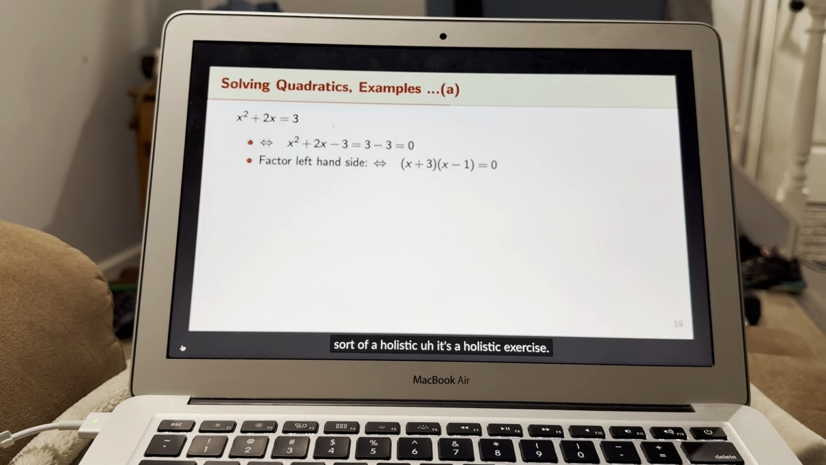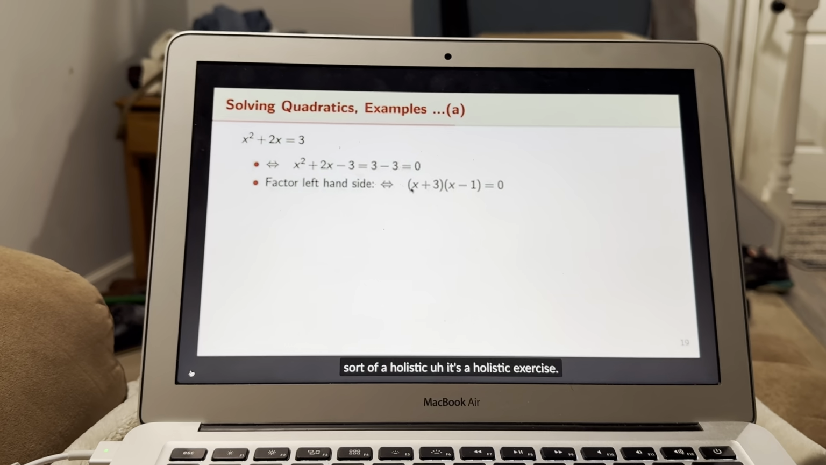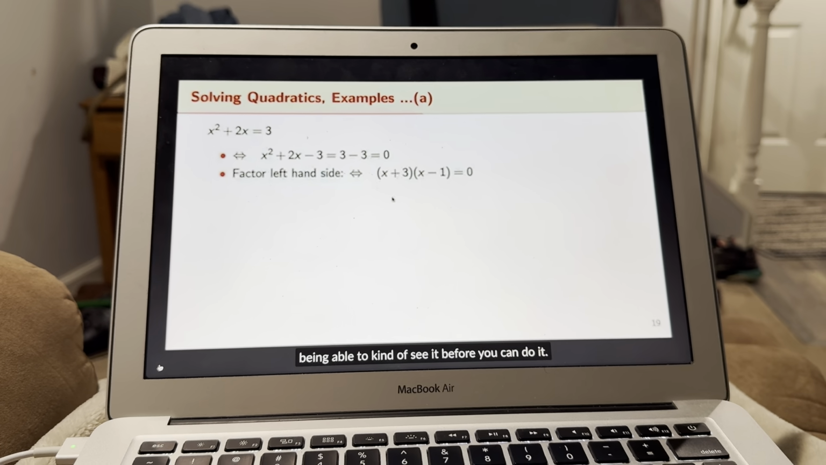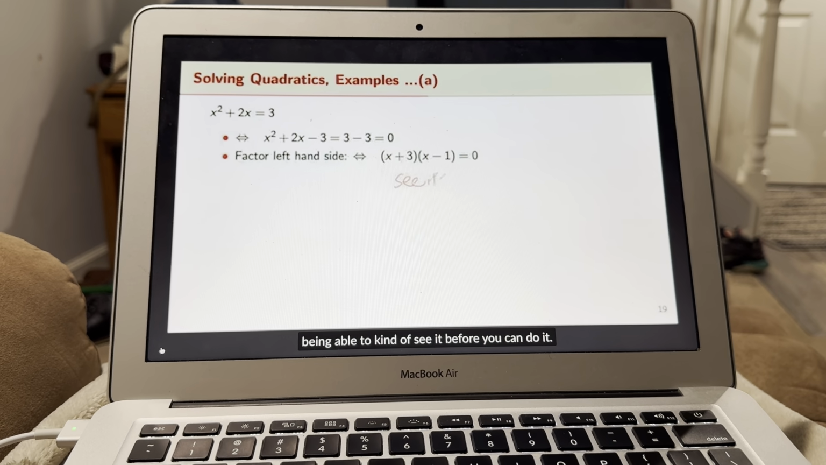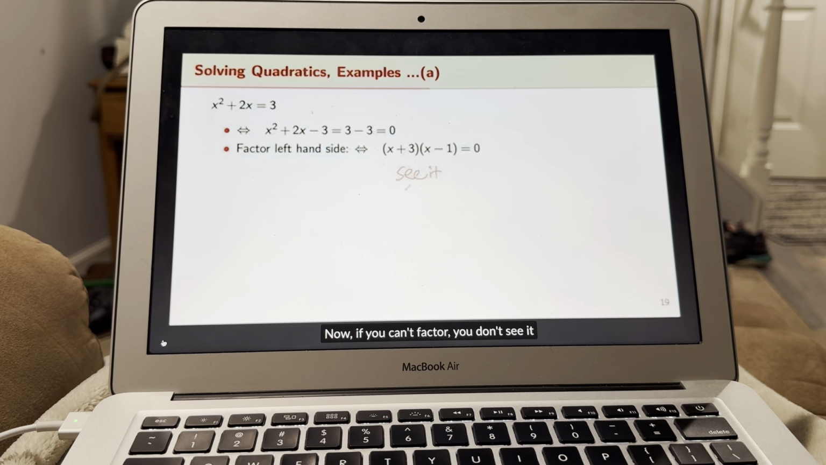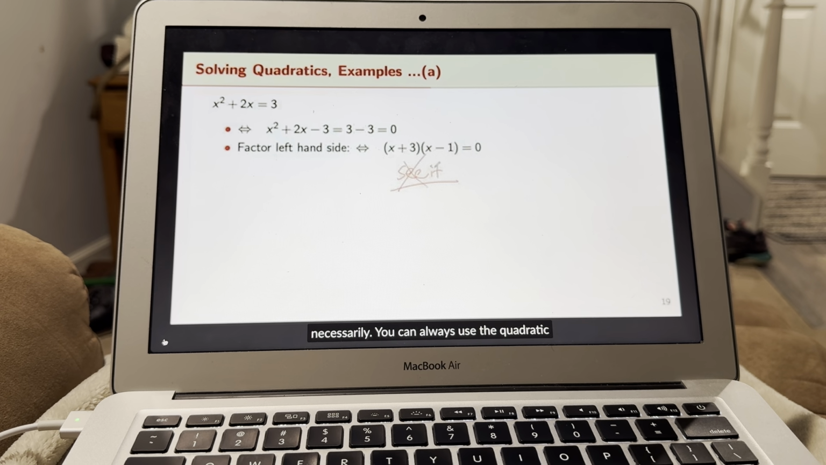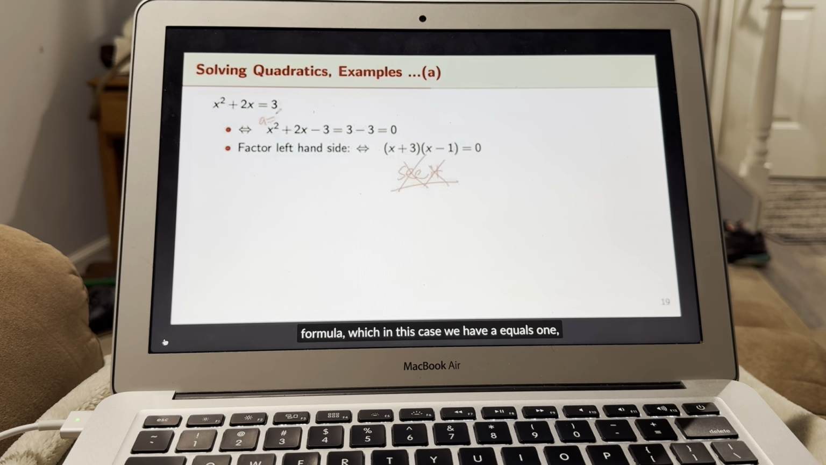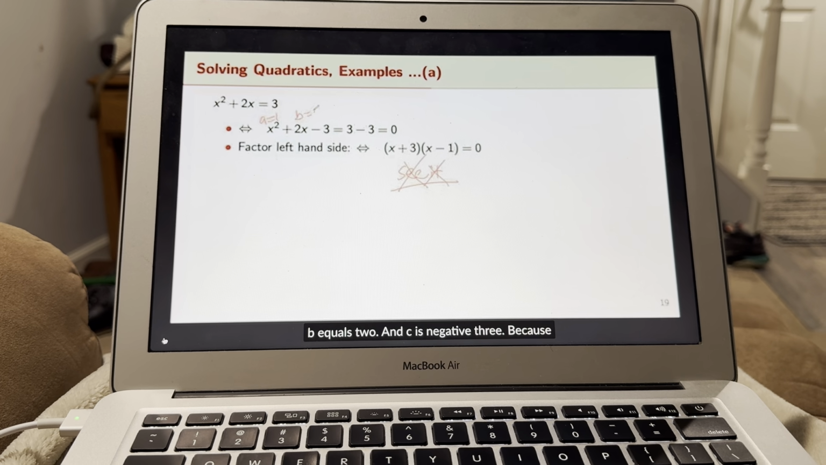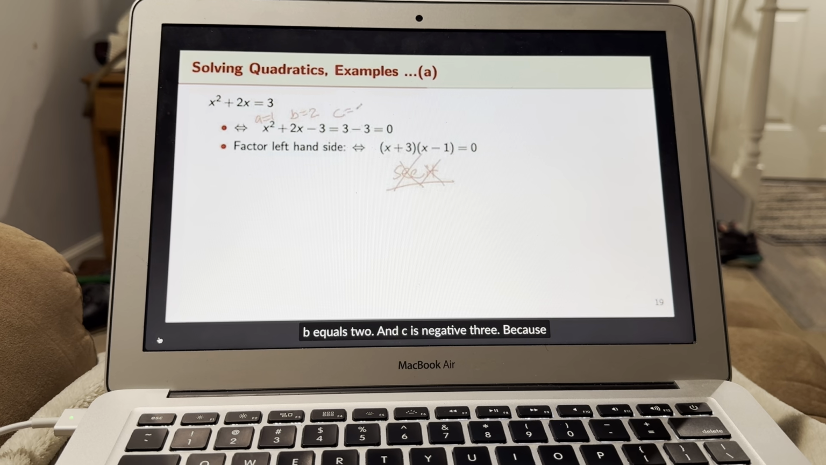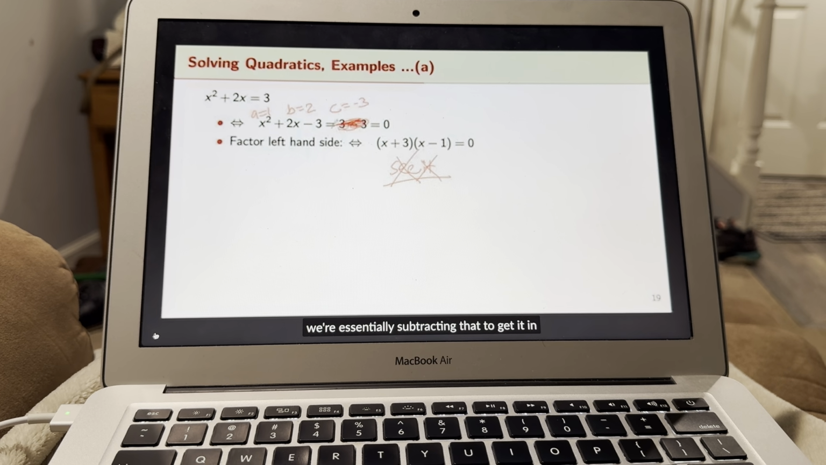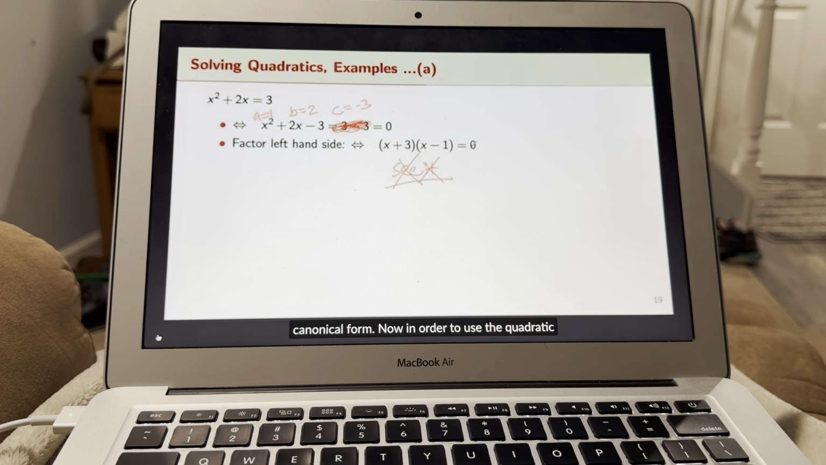Factoring is a holistic analytical pursuit that requires being able to kind of see it before you can do it. Now, if you can't factor, if you don't see it necessarily, you can always use the quadratic formula, which in this case we have a equals 1, b equals 2, and c is negative 3, because we're essentially subtracting that to get it in canonical form.